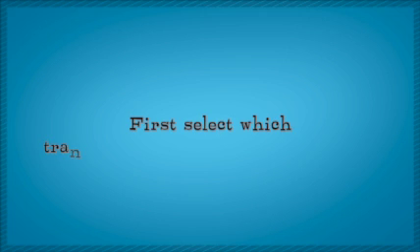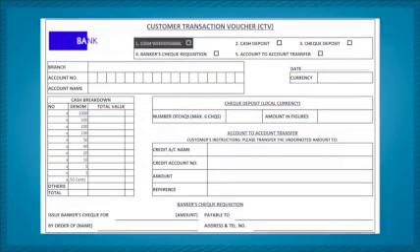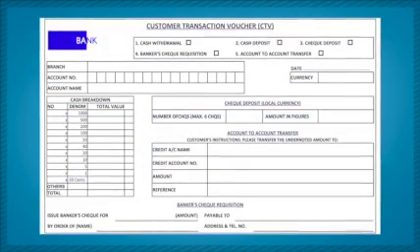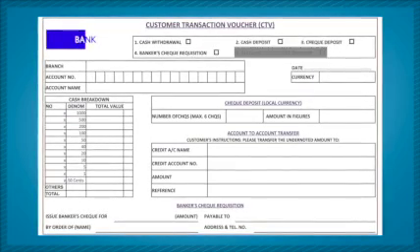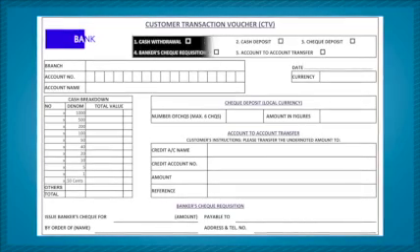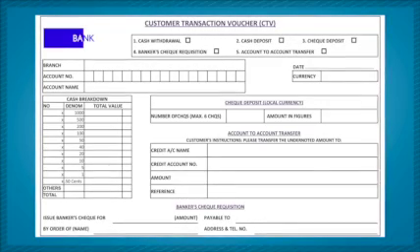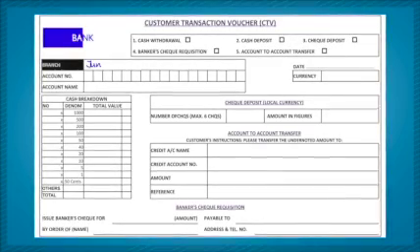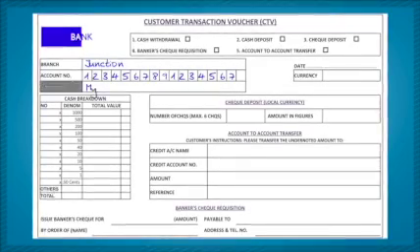First, select which transaction you would like to execute. Are you interested in a cash withdrawal, cash deposit, check deposit, banker's check, or an account-to-account transfer? With one form, you may be able to complete multiple transactions. Next, fill out the branch where you opened your account, your account number, and the person's name on the account.